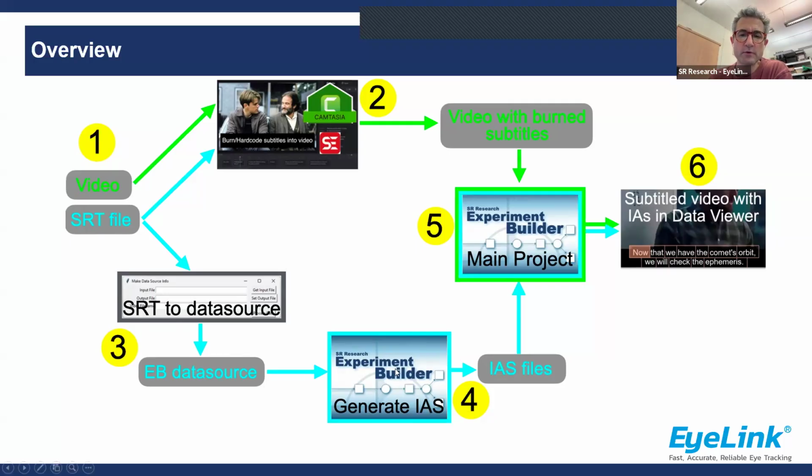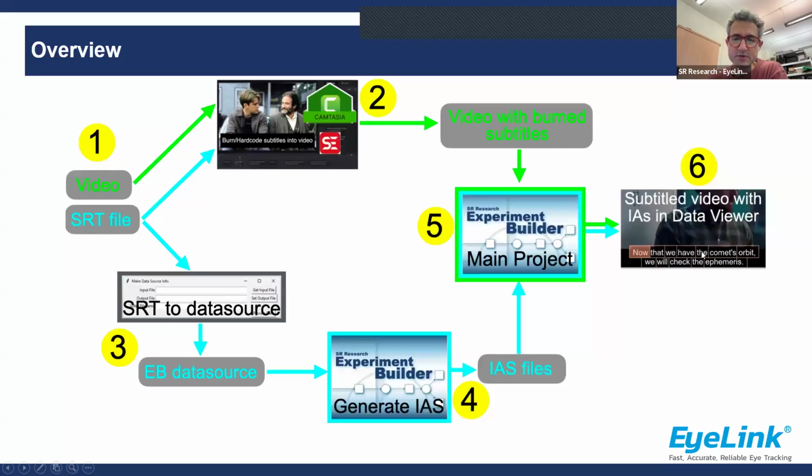And then we're going to take these interest area files and use them in the main project. This is the main project that the participant watches, and this is how we collect our data. This project will contain the video with burned subtitles and these interest area files, and these interest area files will generate the interest areas around the burned subtitles on the video.